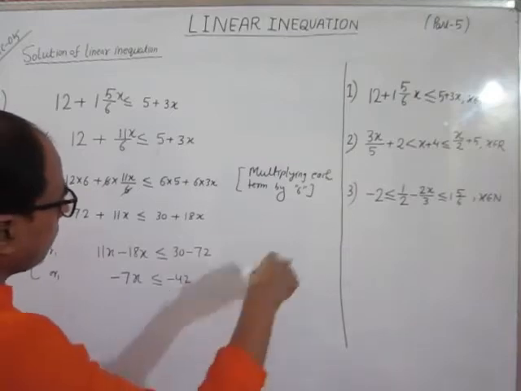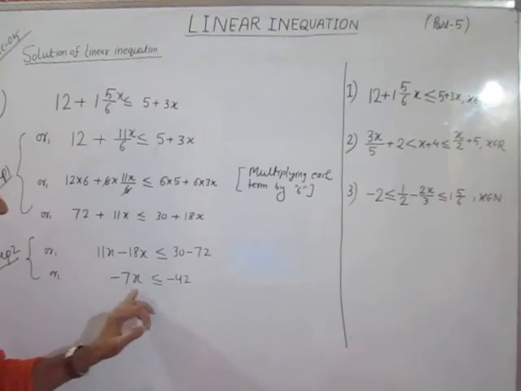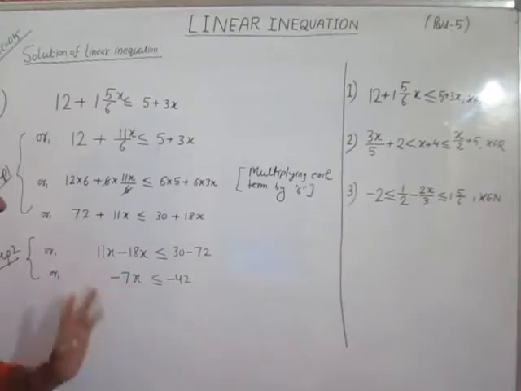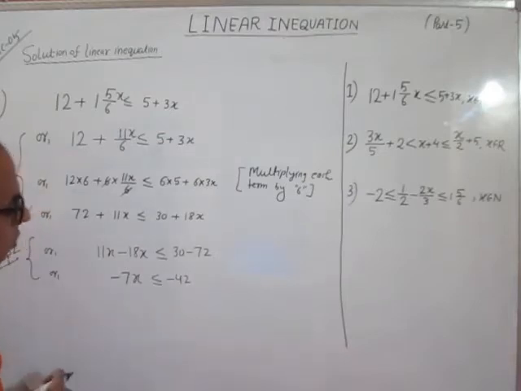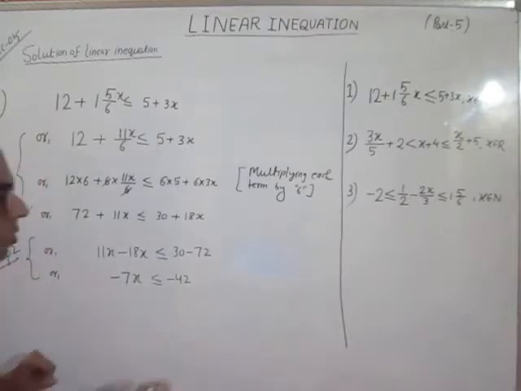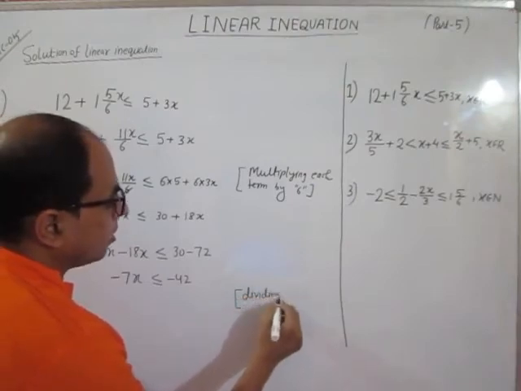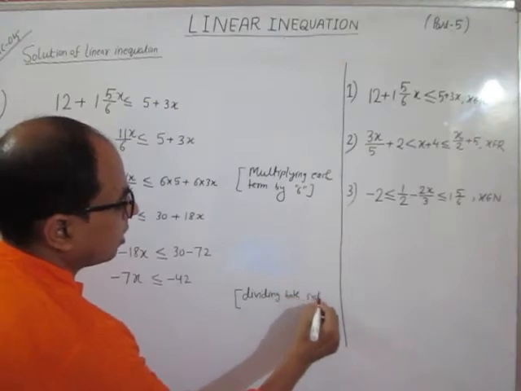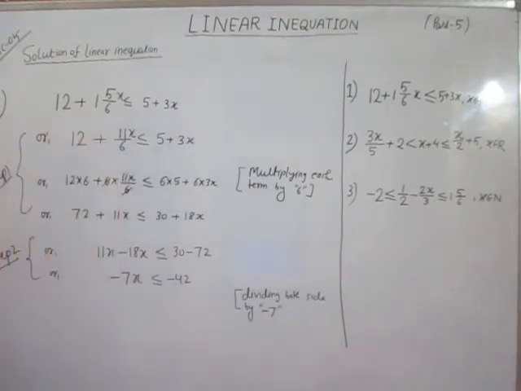Now in the third step, what you have to do here, to get the value of x, you have to remove this minus 7. And what is minus 7? It is the coefficient of the variable. So in this step we have to remove this coefficient of variable x. So we have to remove minus 7. For removing minus 7, if I divide this by minus 7, this minus 7 will be cancelled. So for removing, we have to divide both sides by minus 7.